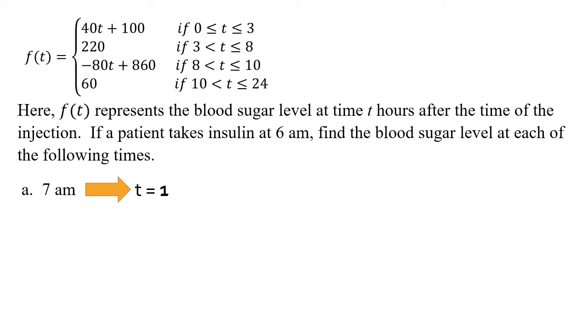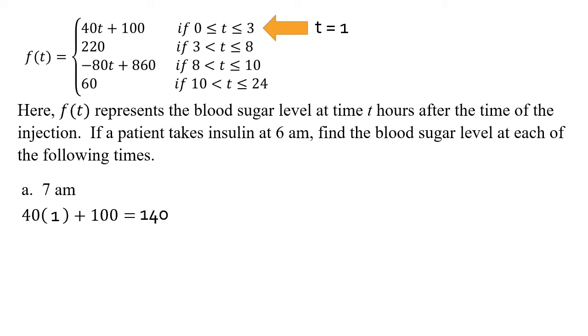So now we have to find out which domain t can be 1 in. Now, as you can see, 1 is between 0 and 3. So we're going to use that first equation. And we're going to take that input of 1 and place it inside the equation. So 40 times 1 is 40, plus 100 is 140. That's the answer to part A.